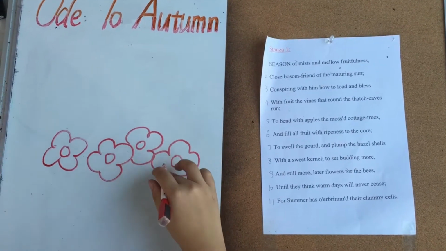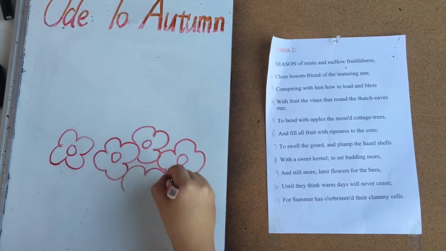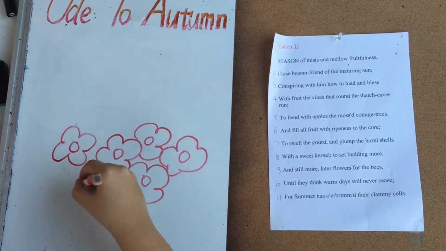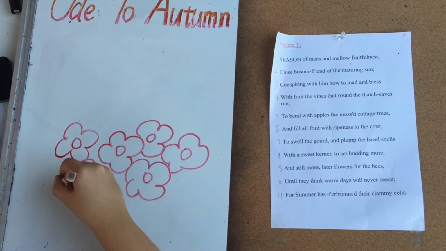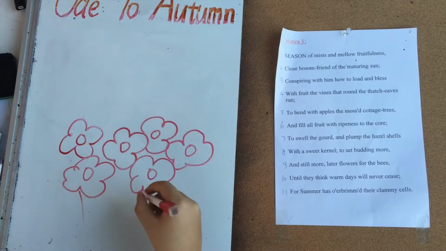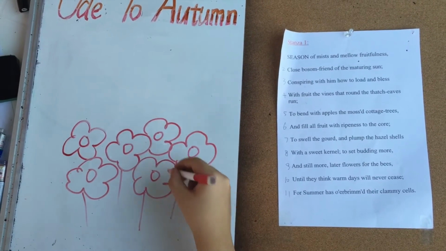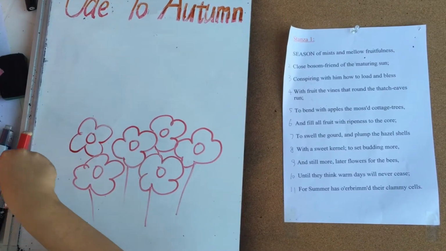The 10th line tells us that the bees have the impression that flowers will always bloom. However, flowers wither in autumn and bloom in spring and summer. There is also a metaphor in the phrase later flowers for the bees will never cease.